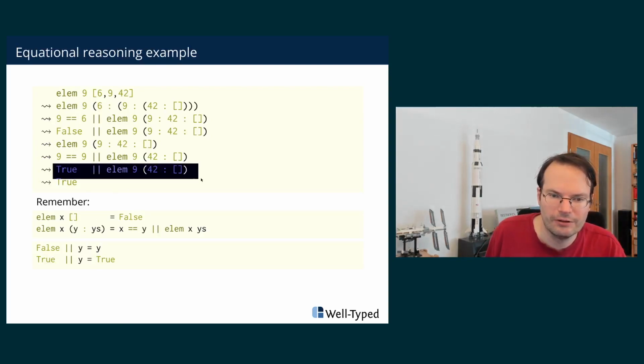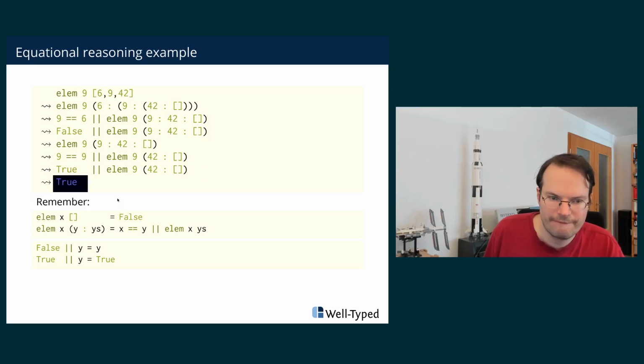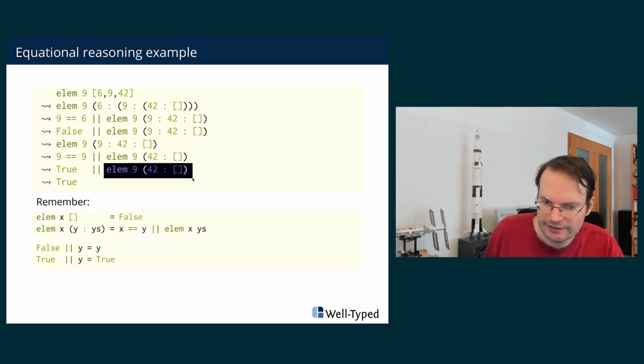Let's have a look at the end here again. Here we have a call true or elem 942 cons the empty list, and we reduced that in one step to true. This was possible because we have a definition that says true or anything is true. Note in particular that we never actually evaluated this recursive call. So we did not reduce elem 942 cons the empty list any further.